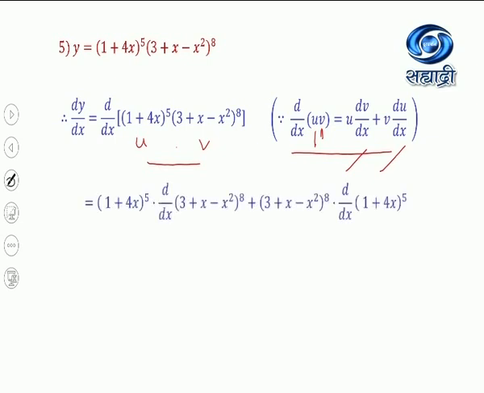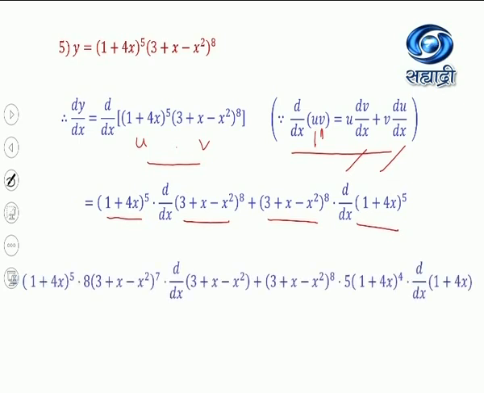Now by using this formula, you write this step. See here, this is u. So u into derivative of v, that is this, plus v into derivative of u, that is this. And now by using the standard formula, first term as it is, here derivative of bracket raised to 8 means 8 into bracket raised to 8 minus 1, that is 7, into derivative of bracket. Same thing is here: first term remains the same, into derivative of bracket raised to 5, that is 5 into bracket raised to 4 into derivative of bracket.